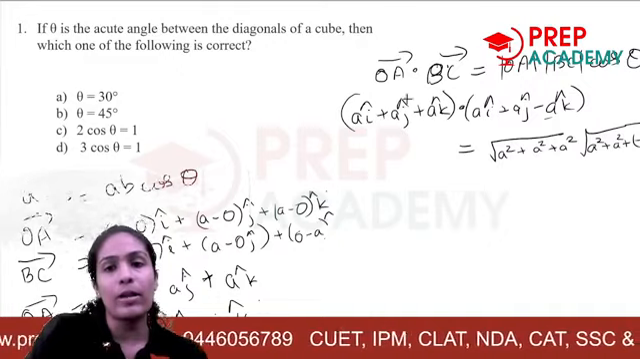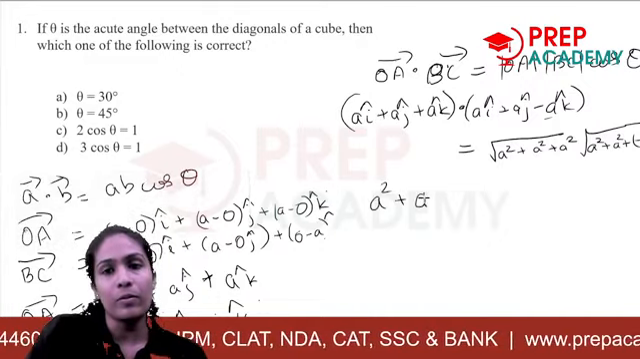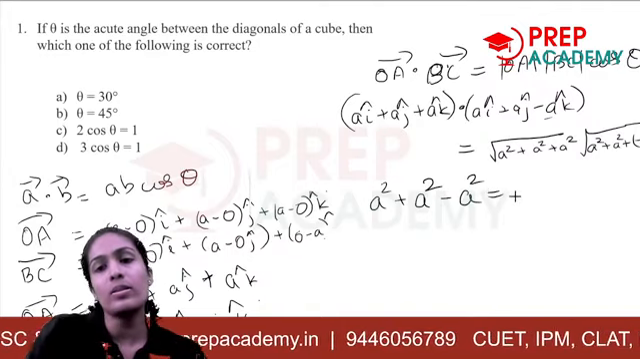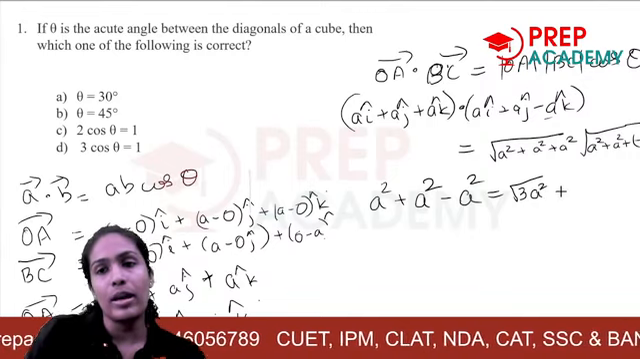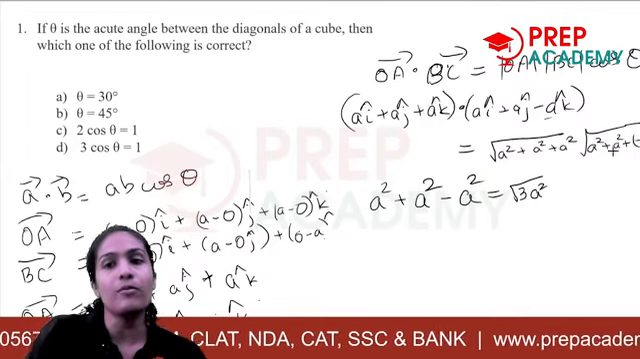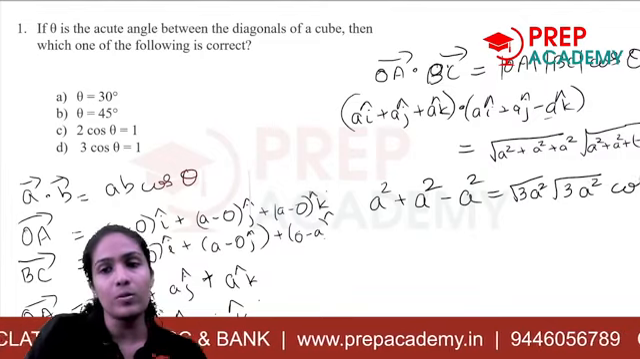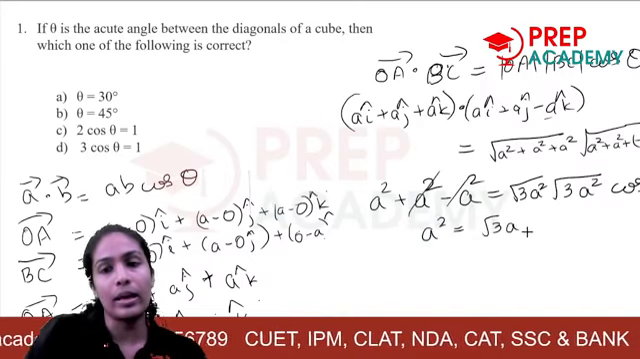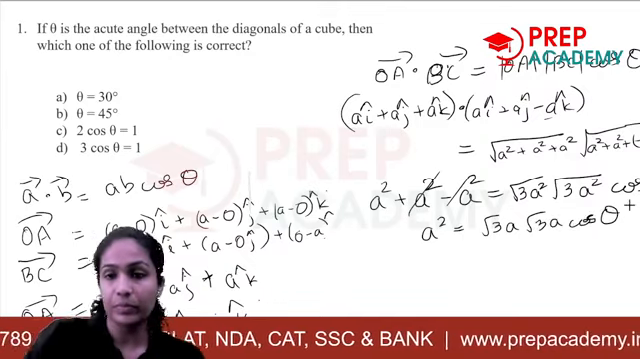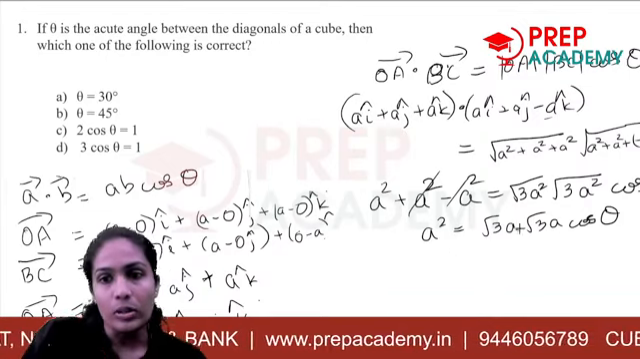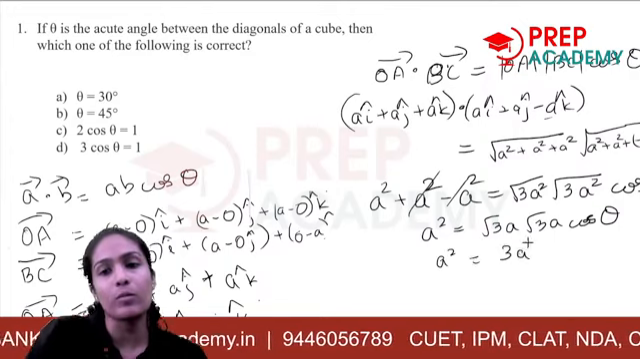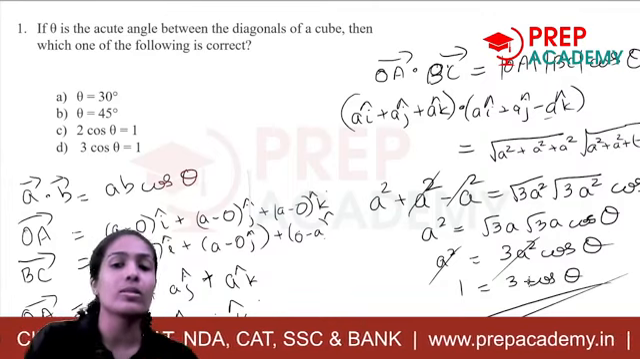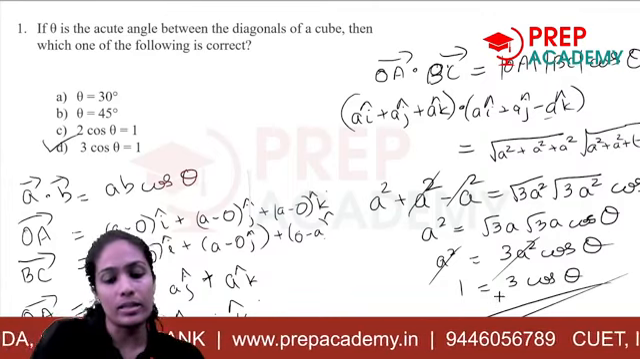So A dot B is equal to a1 a2, that is a into a is a square, plus b1 b2, that is a into a is a square, plus c1 c2, that is a into minus a is minus a square. This is equal to root of a square plus a square plus a square, which is root of 3 a square, into root of a square plus (minus a) whole square, which is again root of 3 a square, cos theta. Root of 3 a square is root 3 a. So a square is equal to root 3 into root 3, that is 3 a square cos theta. So 1 is equal to 3 cos theta. The correct answer is 3 cos theta is equal to 1, option D.